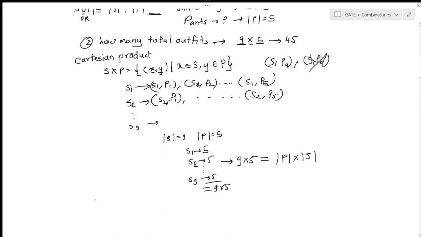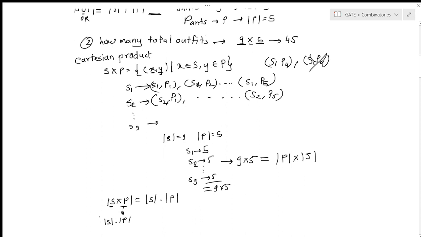So for the multiplicative principle, cardinality of S cross P is equal to cardinality of S into cardinality of P, because when I am forming the pair, for each one choice of S, I have the freedom to choose any one of the choices from P. And how many total choices are there? There are cardinality of P choices. For one instance I had cardinality of P choices, and I have cardinality of S instances in total. So I made the pairs, right? For each of them I chose the pant.